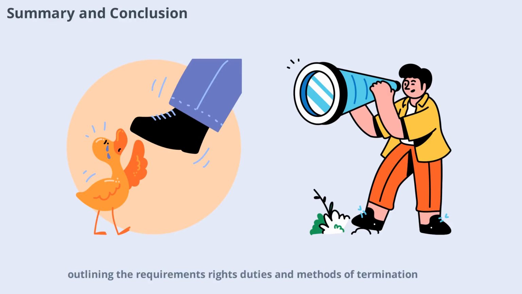and methods of termination. Understanding these concepts helps parties navigate property transactions with confidence and ensures legal compliance. Whether dealing with gifts, leases, or their revocation, the law aims to protect interests and promote fairness.